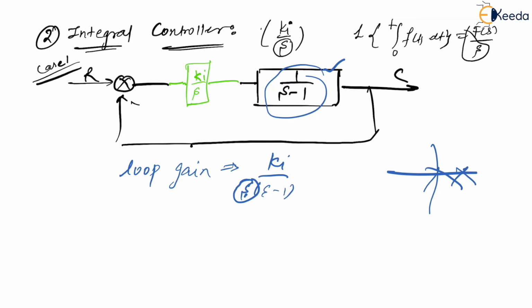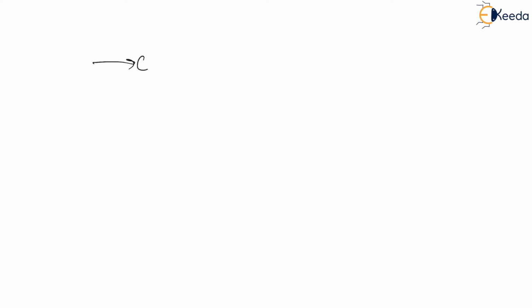This is what we have seen, but this is case one. Case one in the sense we have considered the original system to be unstable. Now let me take another system which is stable and then try to do the same thing. Let us see what happens.